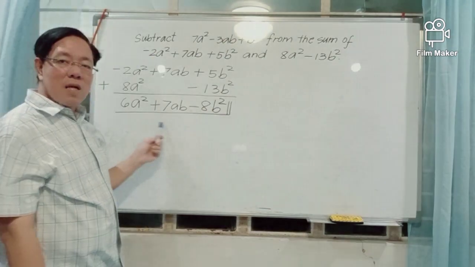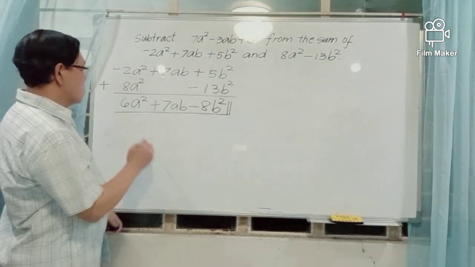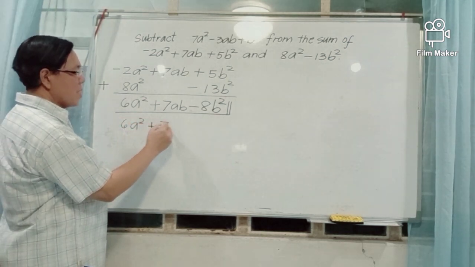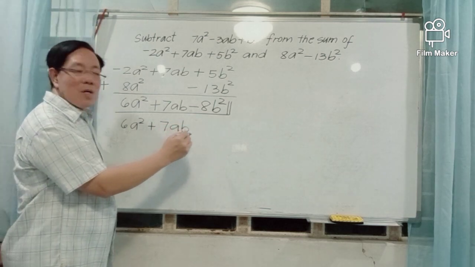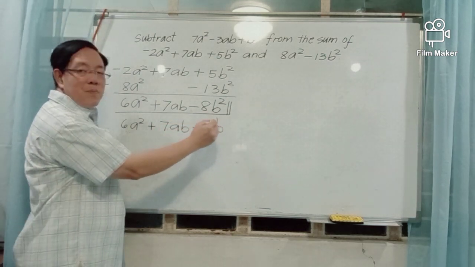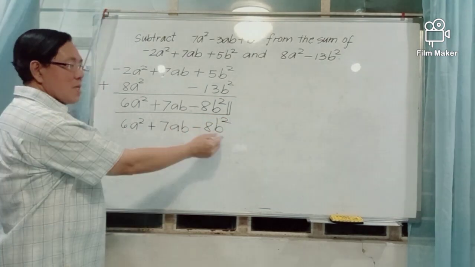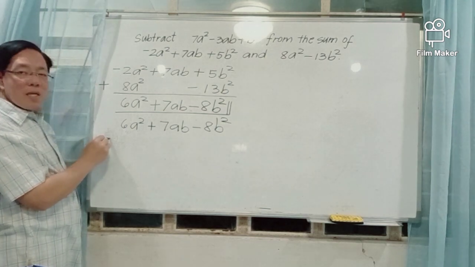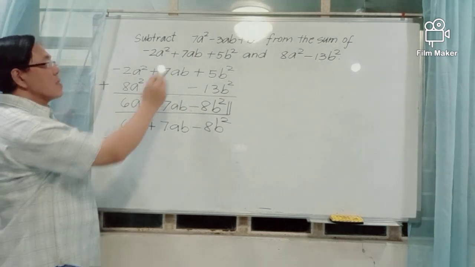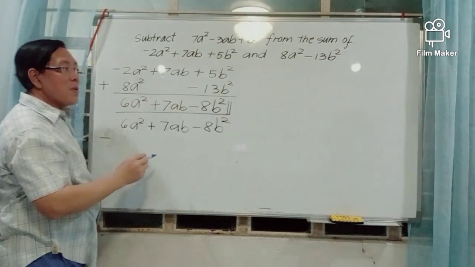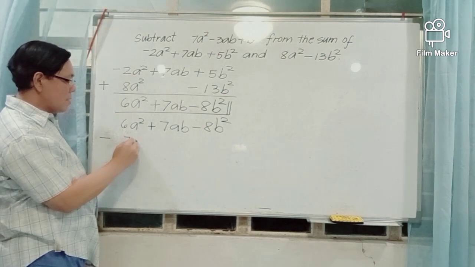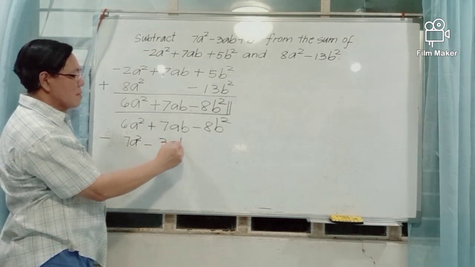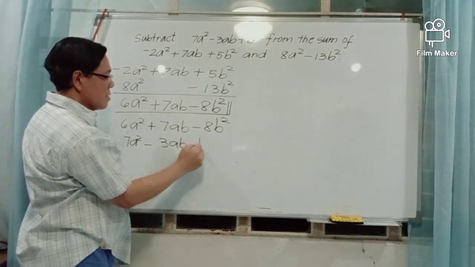And we write first this sum. We have 6a squared plus 7ab minus 8b squared. From this sum, we subtract using the minus sign to indicate subtraction. We subtract the first algebraic expression, 7a squared minus 3ab plus b squared.